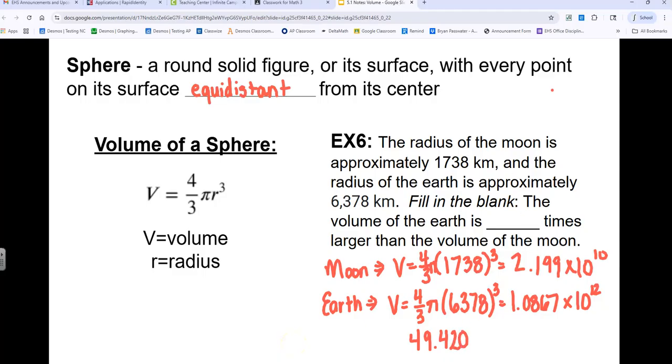And these are like the actual radii of the moon and the Earth. I looked those up when I made this problem. So the Earth's volume is like 50 times bigger than the moon. What originally looked like it was maybe just 4 or 5 times bigger is actually many times bigger, because whenever you start cubing these numbers, they get much larger.